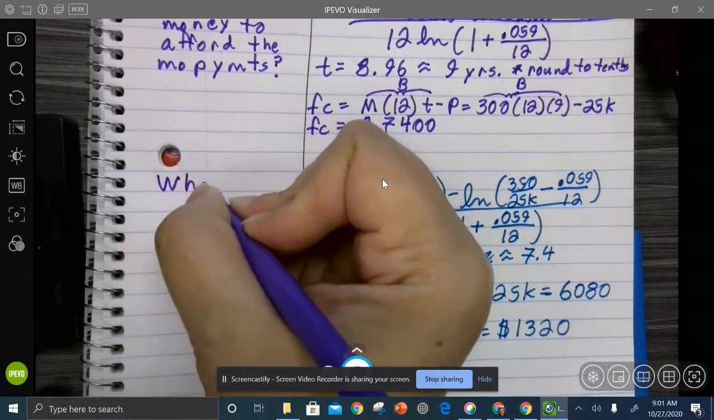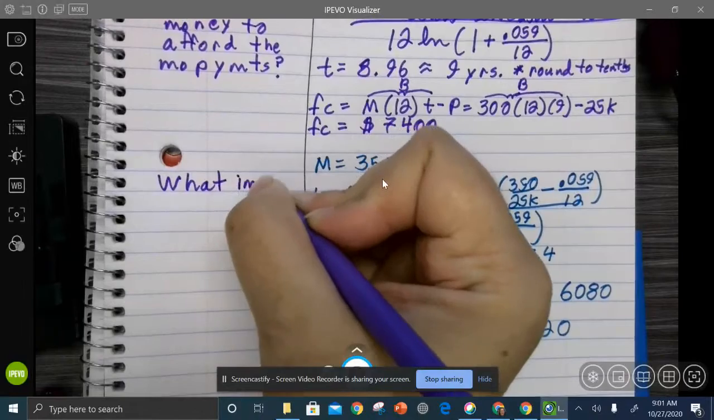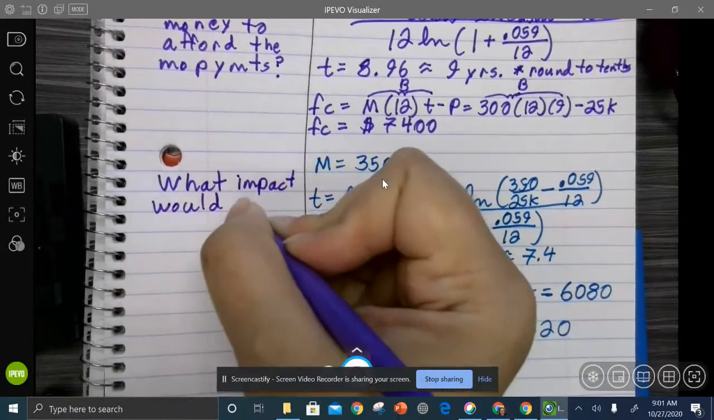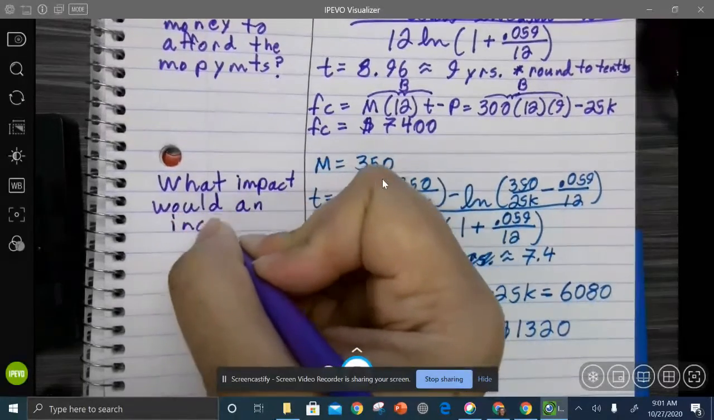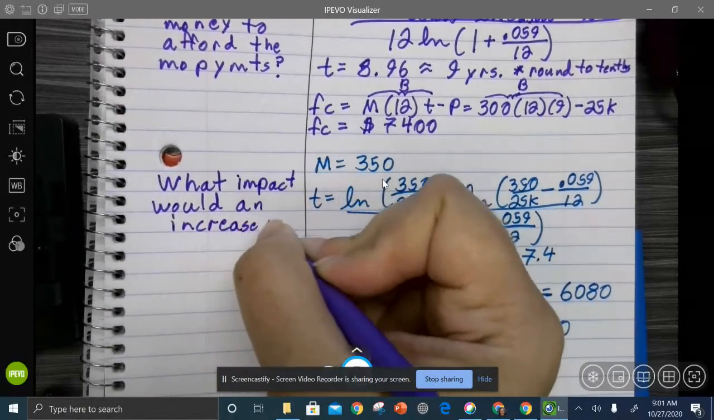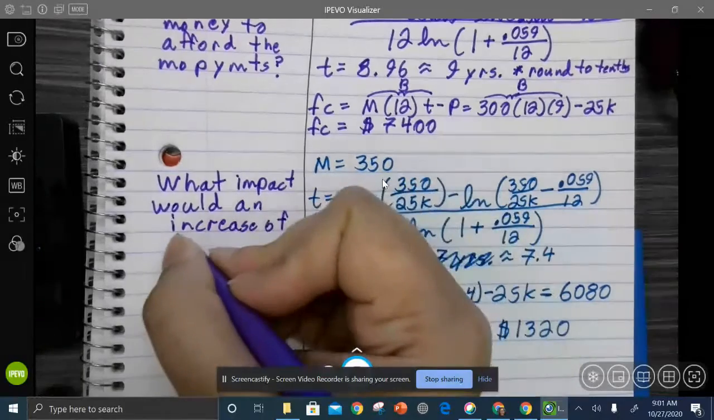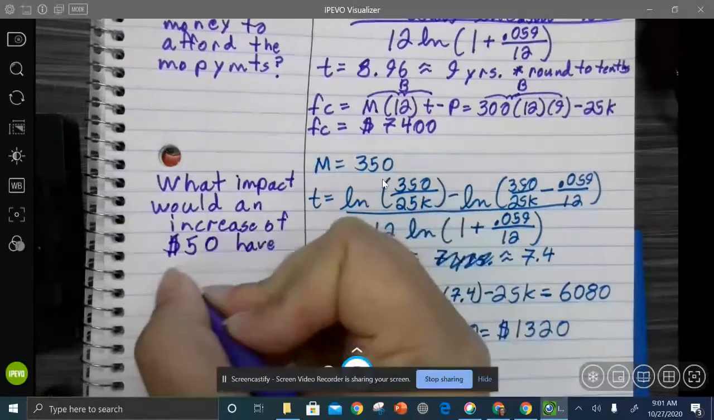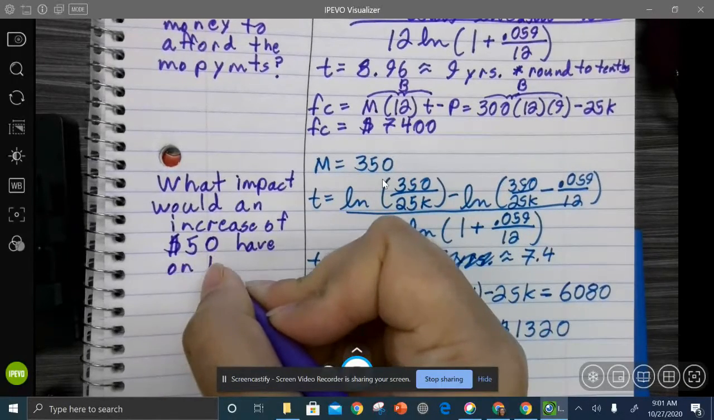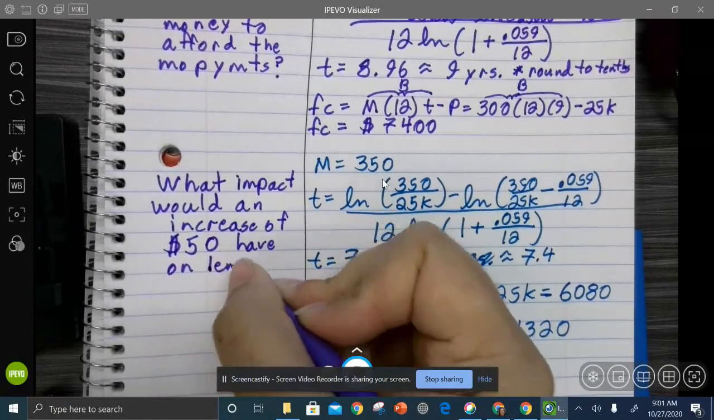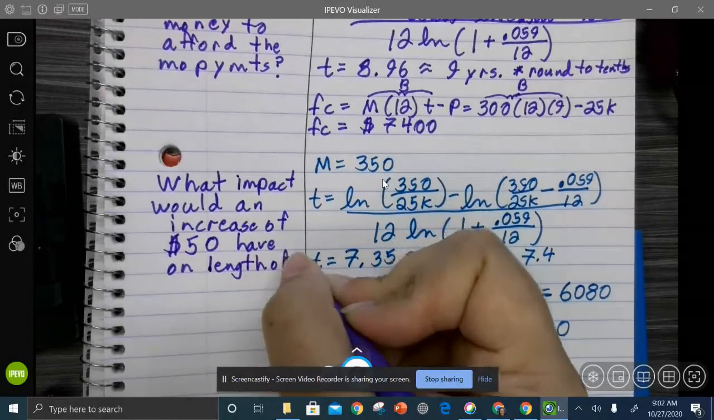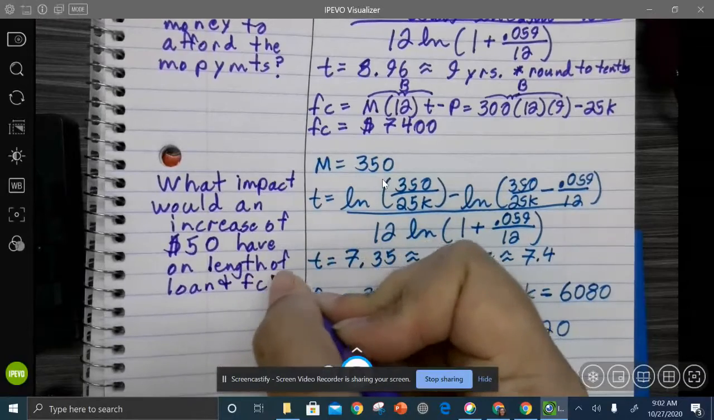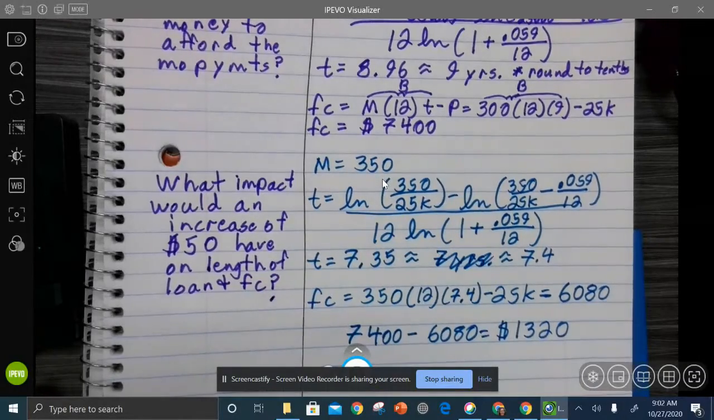So our question for this: what impact would an increase of $50 have on the length of the loan and our finance charges? So how much interest paid?